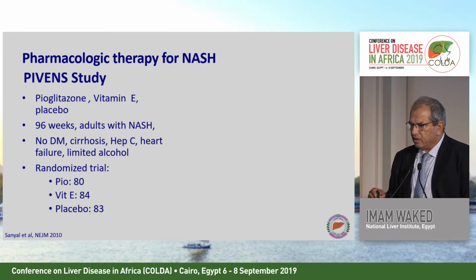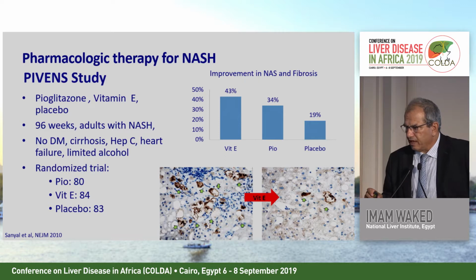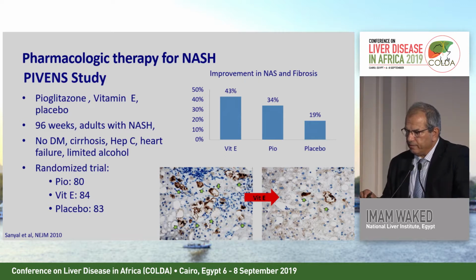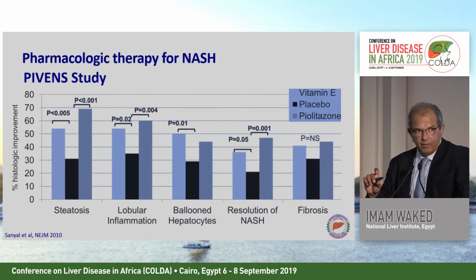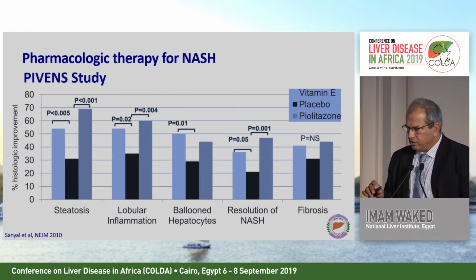Dr. Berg showed this study, the PIVENS study, pioglitazone, vitamin E, and placebo. It was a landmark study in NASH. Vitamin E was slightly better than pioglitazone, and both were better than placebo in improving NASH and fibrosis. And this shows the effect of vitamin E, pioglitazone, and placebo. The placebo is in black in the middle, on different aspects of the liver histology. Steatosis improved, lobular inflammation, ballooning, and NASH as a whole improved. Fibrosis did not improve much.